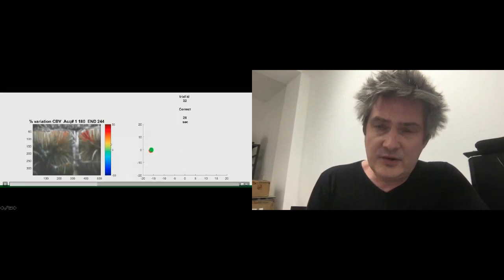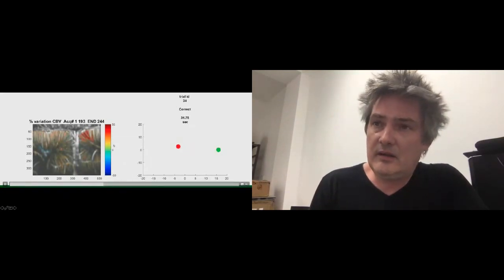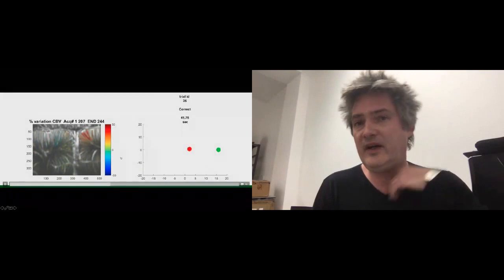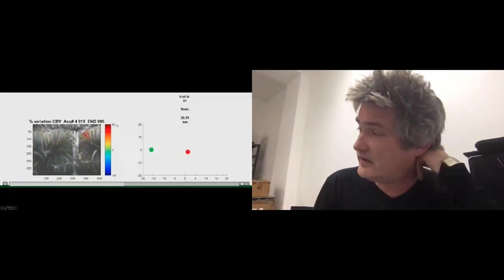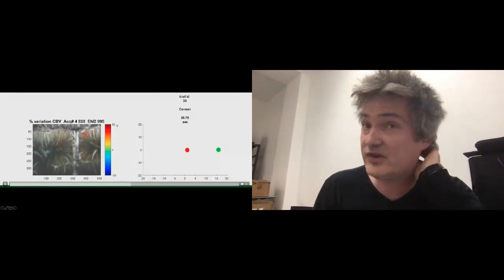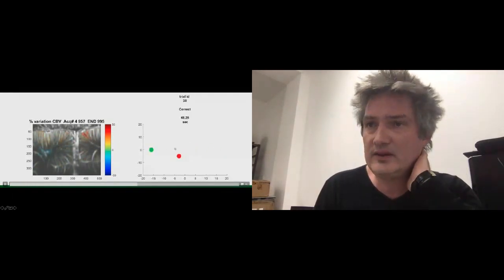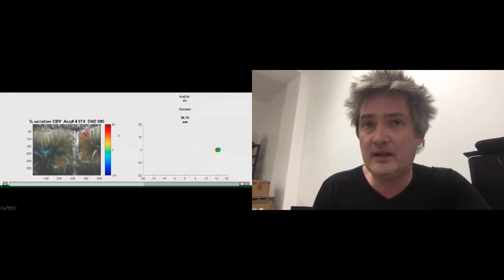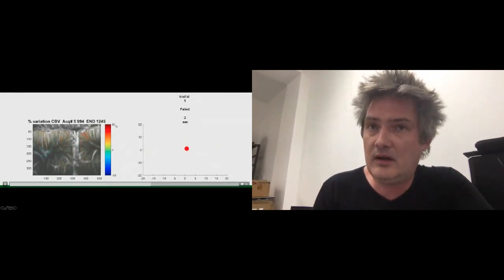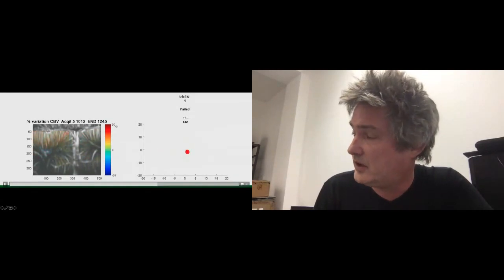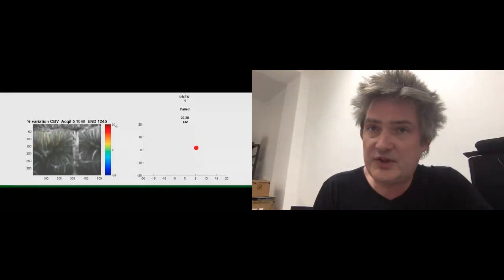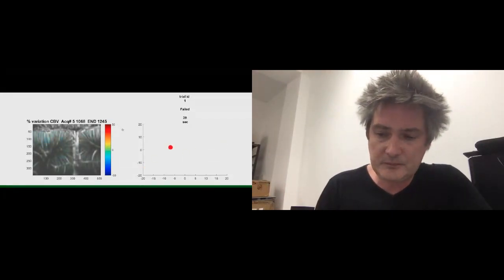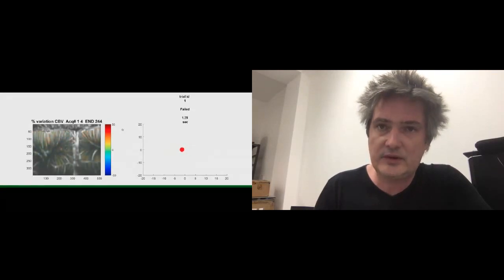One thing to mention in this brief movie is the value of the color bar here. It's percentage of blood flow changes. So while the monkey starts to do the task, compared to the baseline, we observe up to 50% variation of cerebral blood flow, which means that the signal to noise ratio is very high, and this will help me to introduce the rest of the talk.